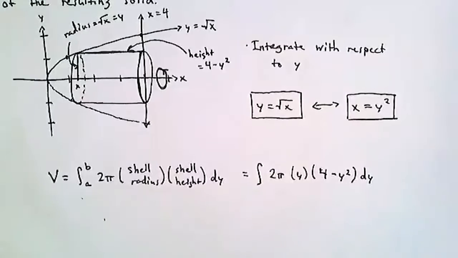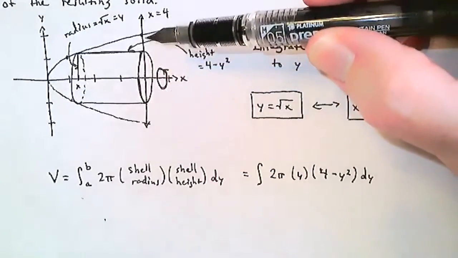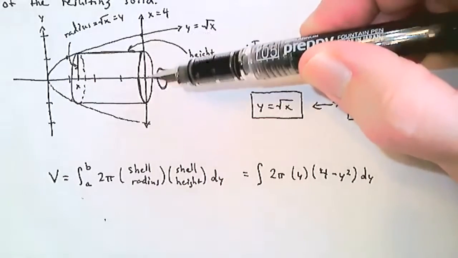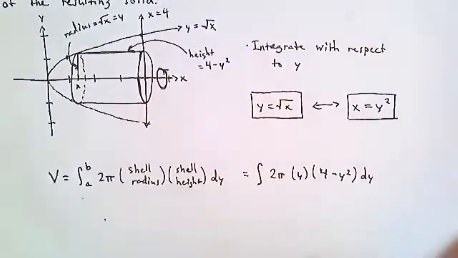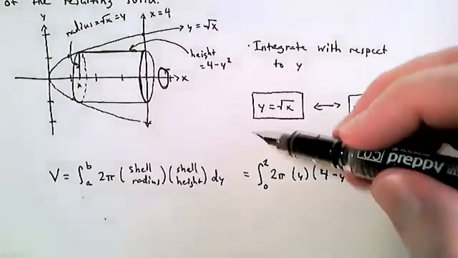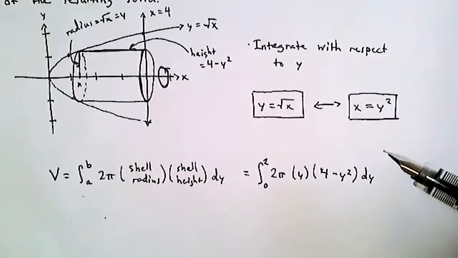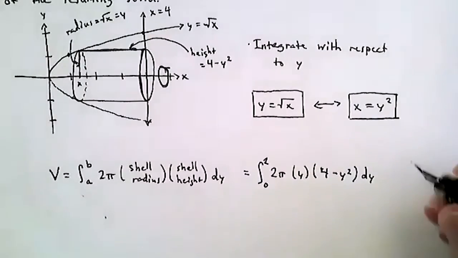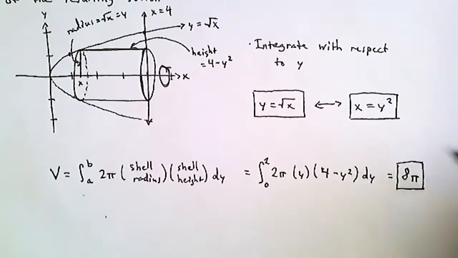Okay, so here's my integral. My limits of integration are my y limits. So we start at 0 and go up to 2. Okay, so this is the integral I need to do to find the volume. Since we don't have any extra time, I'll let you work through the details and then you can check your answer. It should come out to 8 pi.